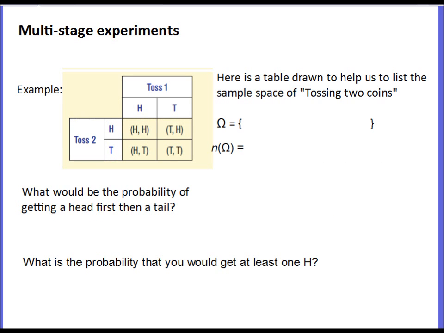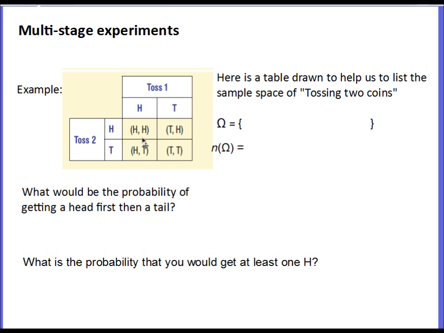Let's have a look. So here we are, we've got our multi-stage experiment is tossing 2 coins. So you can see here on the table that I've got as my columns, I have the results of the first toss. So for the first toss I could get a head or a tail, and then as the rows I have the results of the second toss, a head or a tail. So let's have a look at what that gives us. It gives us 4 possible outcomes.